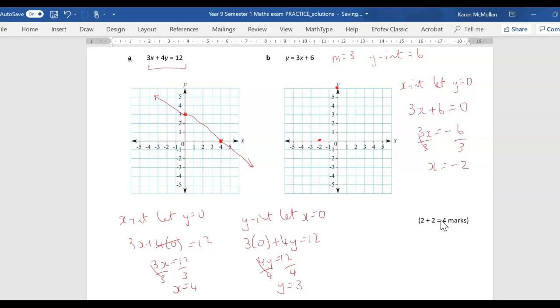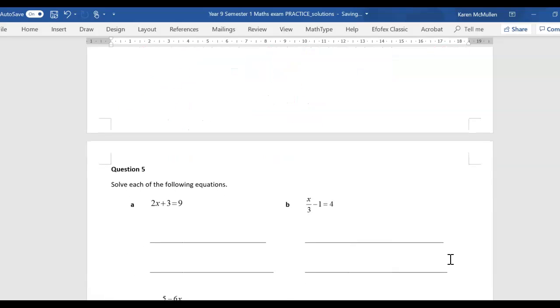And when you think about it, your gradient, you go up 3. So we're going 1, 2, 3 and across. So there's another point. 1, 2, 3 and across. So we end up at that point anyway. All right, so let's draw our line. You can do a table of values if you want, but usually the x and y intercept are the easiest two to do. All right, a bit of a wonky line, but hopefully you'll use a ruler.